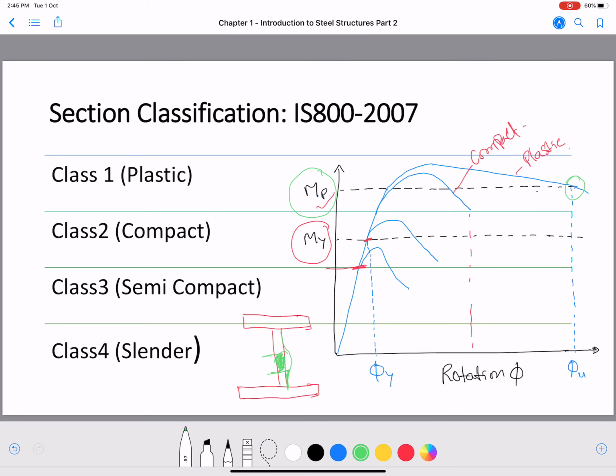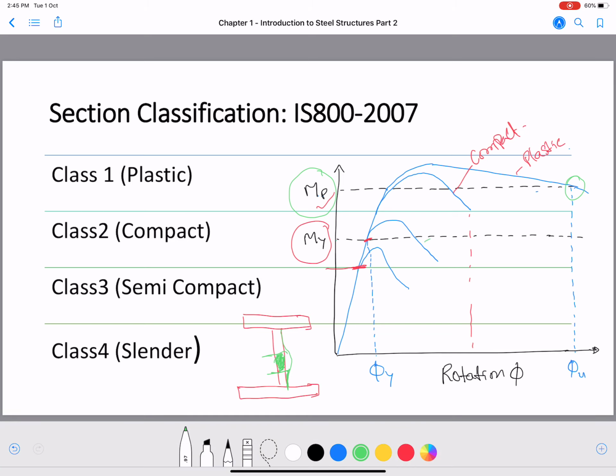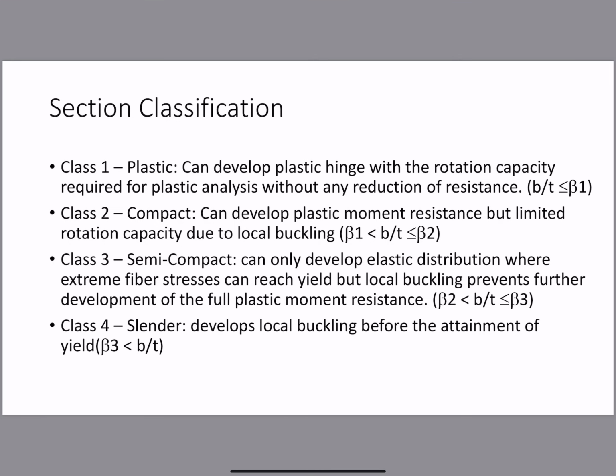Now let's look into these section property definitions. What are the definitions we have? This is plastic, compact, and this one is semi-compact, and this one is slender sections. So now let's go to the section classifications.